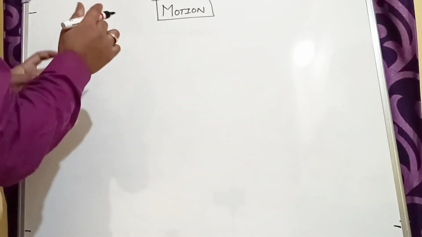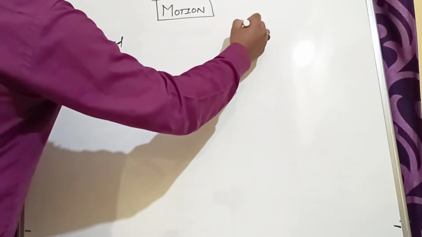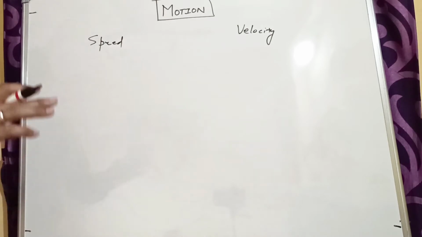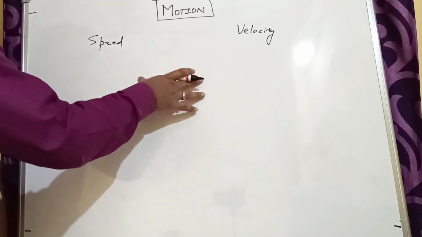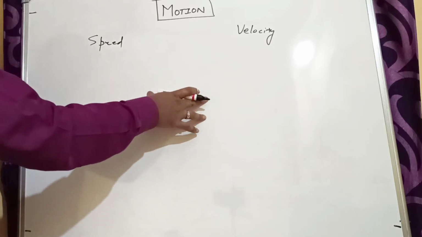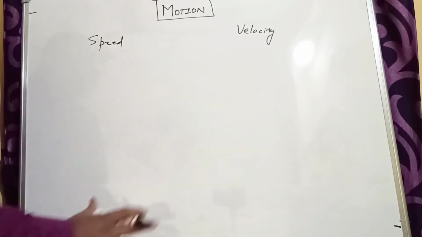Now the next terms are speed and velocity. Let me remind you, these topics are strictly for class 9th. What I am teaching is for class 9. This is not for class 11. So these are the basic things.